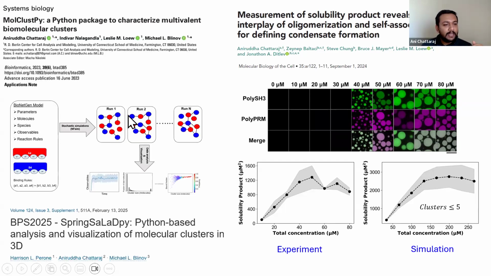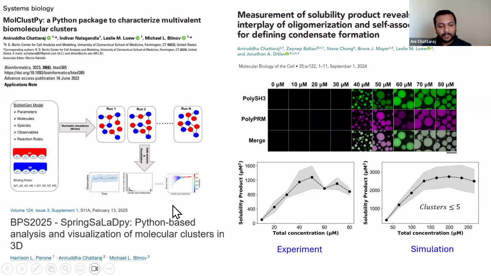Another thing I mentioned is that for any stochastic simulation, like rule-based simulation, we need to run multiple trajectories. So we've combined all those tools into this Python package. If you are using this tool, you can use this package, which is like an application note, and it can do this multi-trajectory analysis automatically for you. All the results that I showed you can be obtained using this particular package.